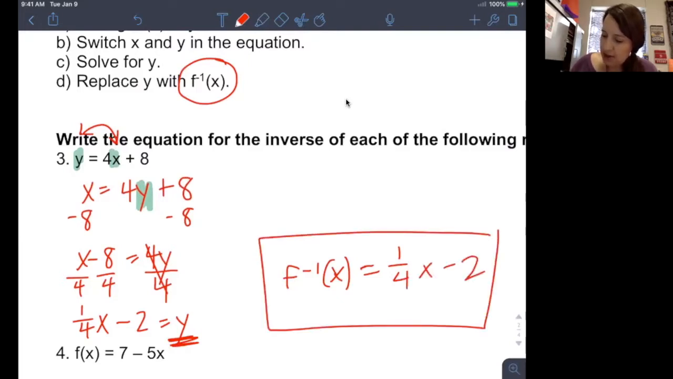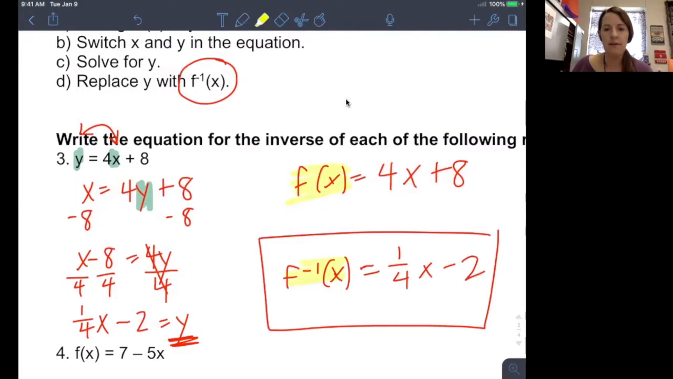Remember I said we could start the beginning of our problem with f of x. We could start it with f of x equals, and our original was 4x plus 8. So by changing that to f inverse, we can tell which one was the original and which one is the new inverse. Now, if I wanted to graph these to check, I could definitely do that.